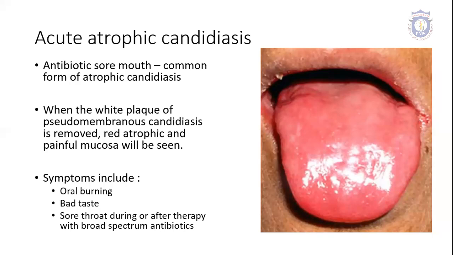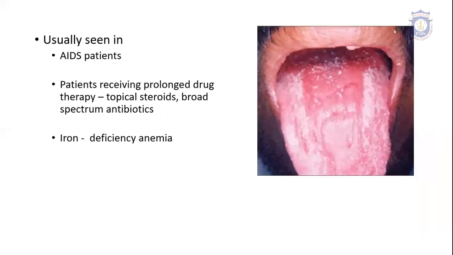So when the white plaques of pseudomembranous candidiasis are removed, we can usually see a red, atrophic and painful mucosa. And the symptoms include oral burning, bad taste, sore throat during or after therapy with broad spectrum antibiotics. And this condition is usually seen in AIDS patients or patients receiving prolonged drug therapy using topical steroids or broad spectrum antibiotics, or also seen in patients with iron deficiency anemia.